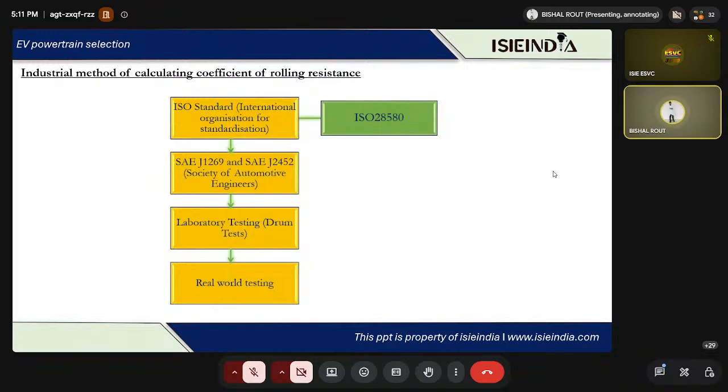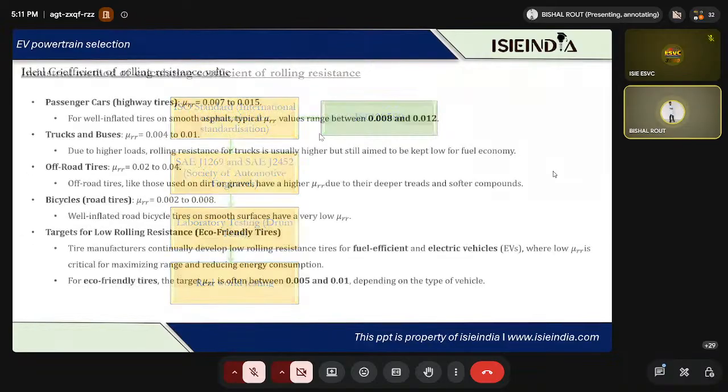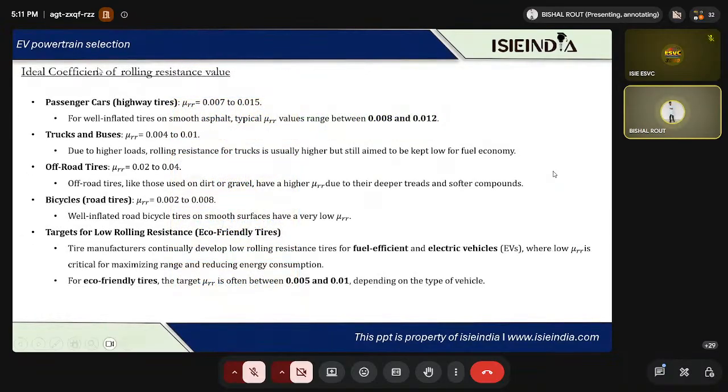Again, the coefficient of rolling resistance can be given in standardized terms, through laboratory testing or real-world testing. SAE J1269, from the Society of Automotive Engineers, and J2452 also define some of the testing methods for rolling resistance. ISO has its own standardization as well. You can see these are the typical rolling resistance values for vehicles: 0.007, 0.015, 0.004, 0.01, and 0.02 for off-road tires. Bicycles have this too. Low resistance or eco-friendly tires come under that.